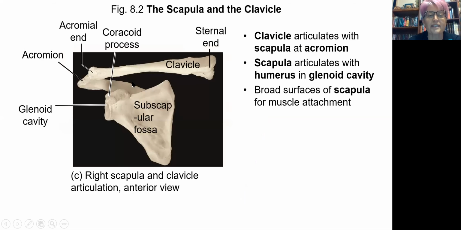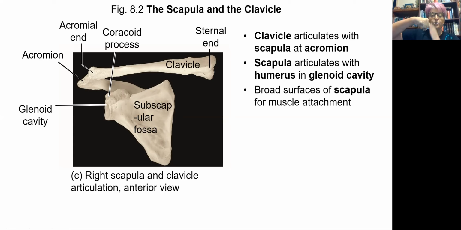This is how the scapula and the clavicle articulate together. Here you can see that the clavicle on this end is kind of thin, not very tall, and on this end, it's much taller, very blunt on that sternal end. The way these two articulate together is kind of an unusual articulation.